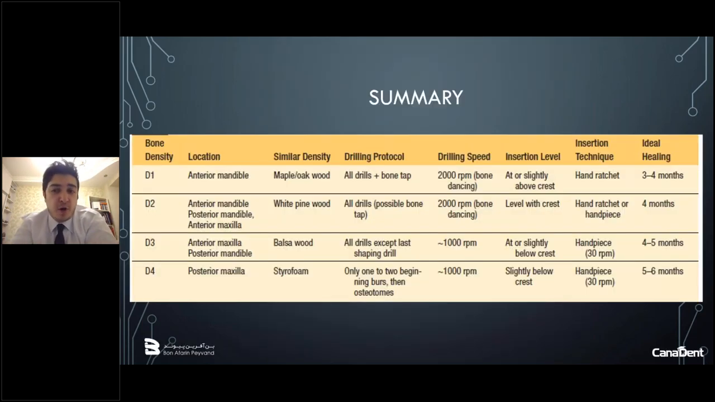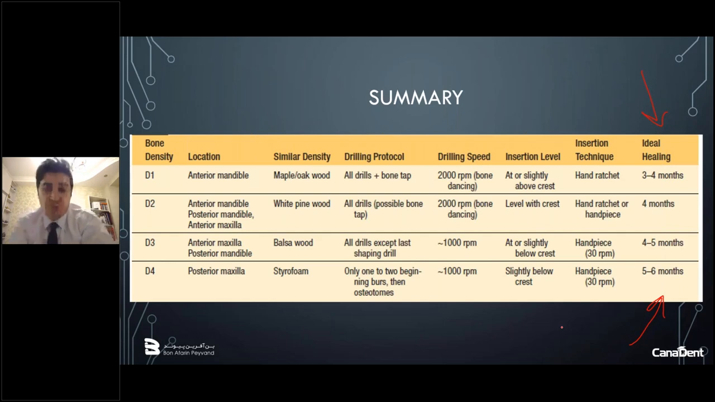Okay, here is a summary of all bone densities, drilling protocols and speeds mentioned earlier. Please pay attention to the last column. This was not mentioned before, and it indicates the ideal healing time for osseointegration before we initiate the prosthetic part of our treatment. The ideal healing time in D1 bone, which was the most favorable for us, was 3 to 4 months, and it goes up to D4 bone, which was the least favorable with the least cortical and the least dense cancellous bone, where 5 to 6 months for osseointegration is needed before we can go to the prosthetic part.